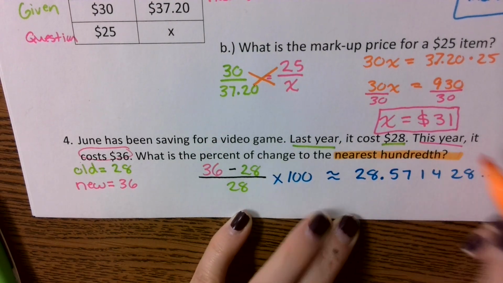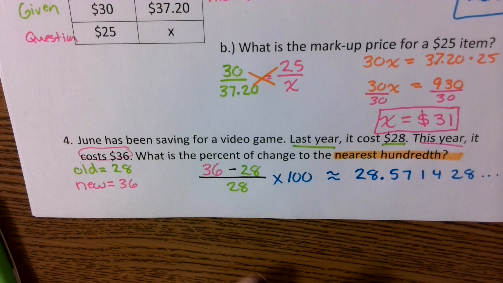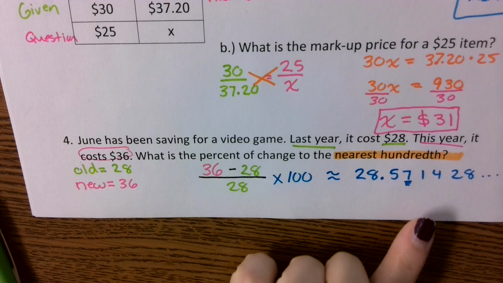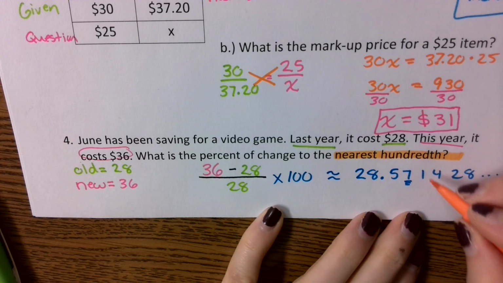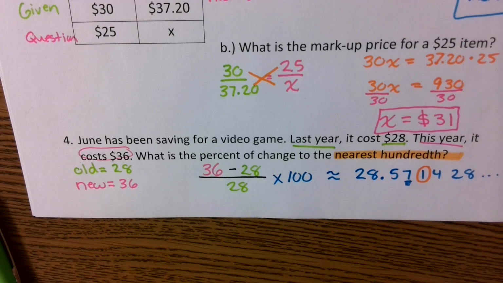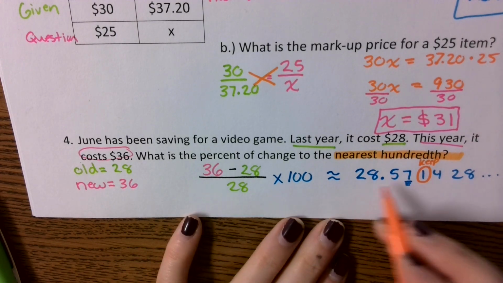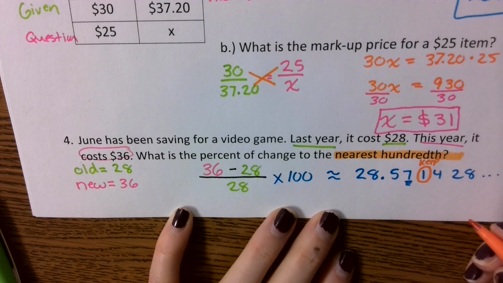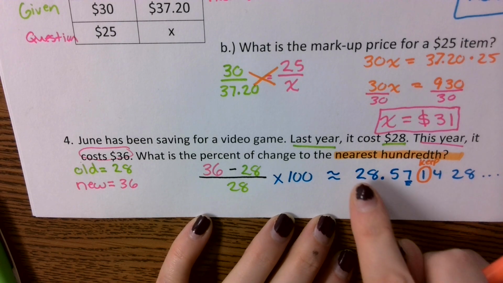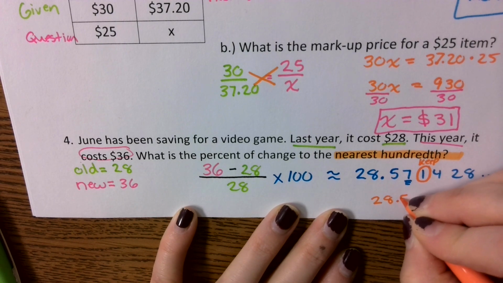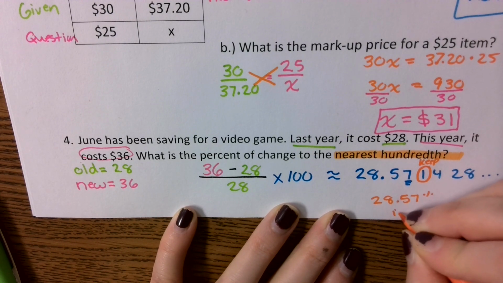Nearest hundredth. Our hundredth place value is 2 decimals behind the decimal, which was the 7. So we have to look at the 1. Are we going to shove or let go? Keep. The 1 tells us that we're going to keep. So is it an increase or decrease? Increase. It was positive. We're going to have a 28.57% increase.